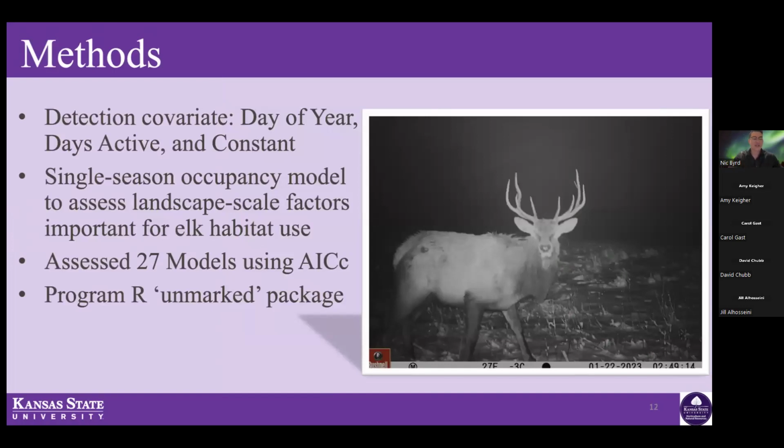We created 2 detection covariates in an attempt to control for detection. We assessed detection models to find the best fit. And so we created day of year to see if that had an effect. And we also created days active.